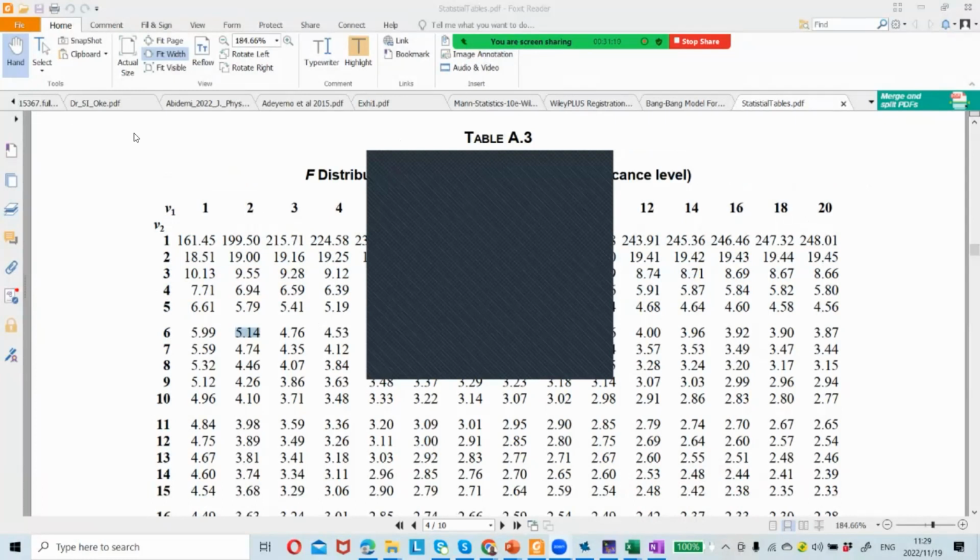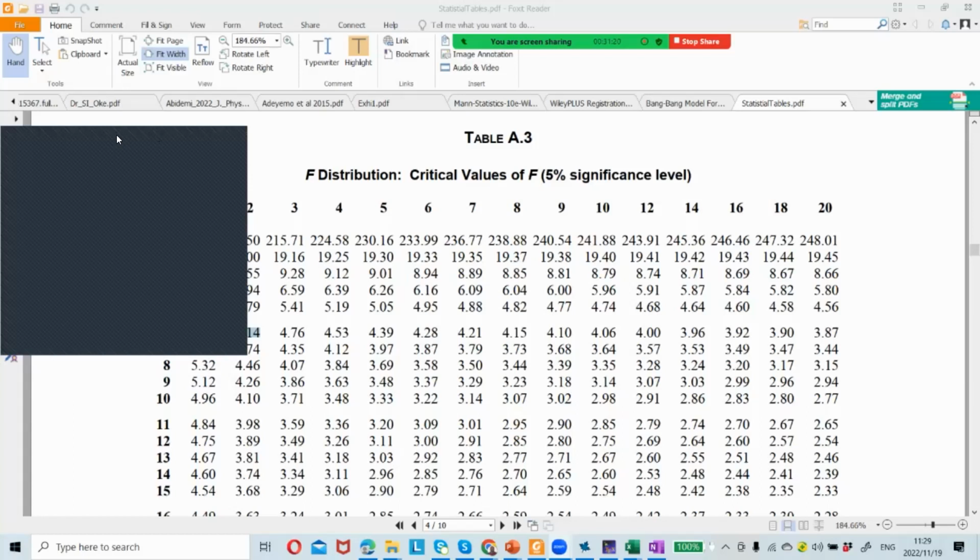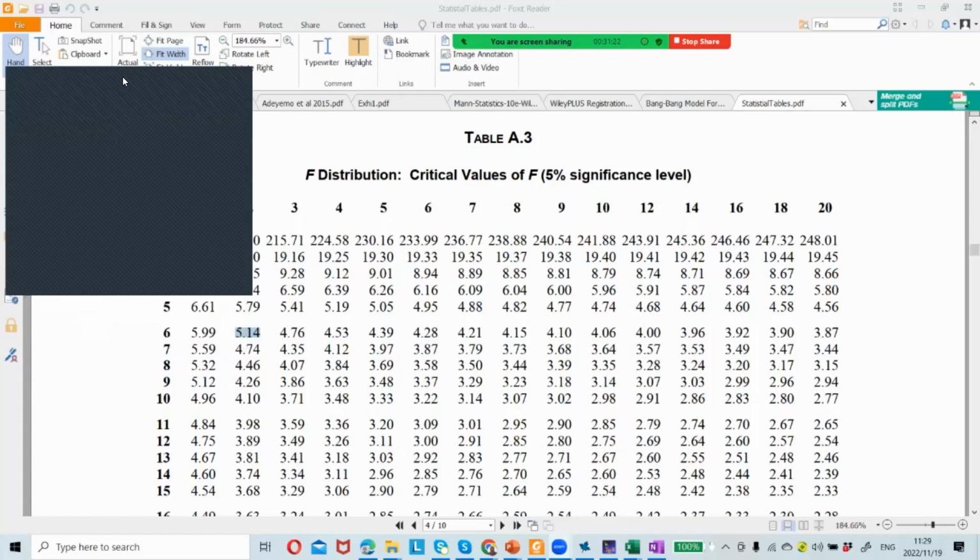I wanted to find out, sir, will this table be given to us during the exam? On a normal day, they're supposed to provide the table for you. But I will teach you something.